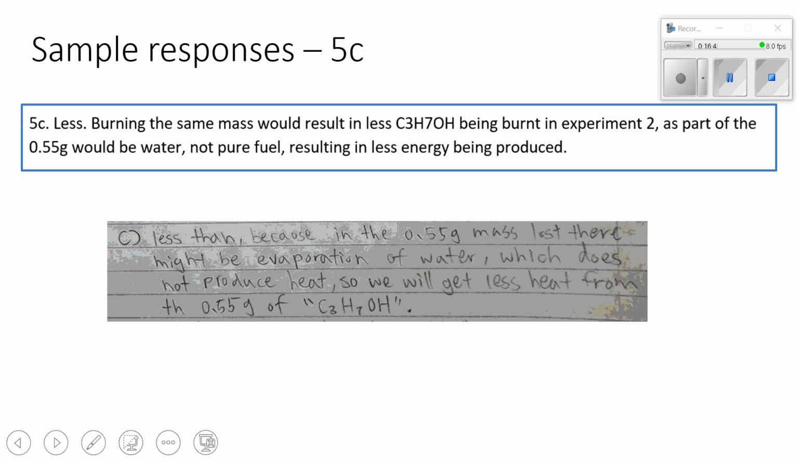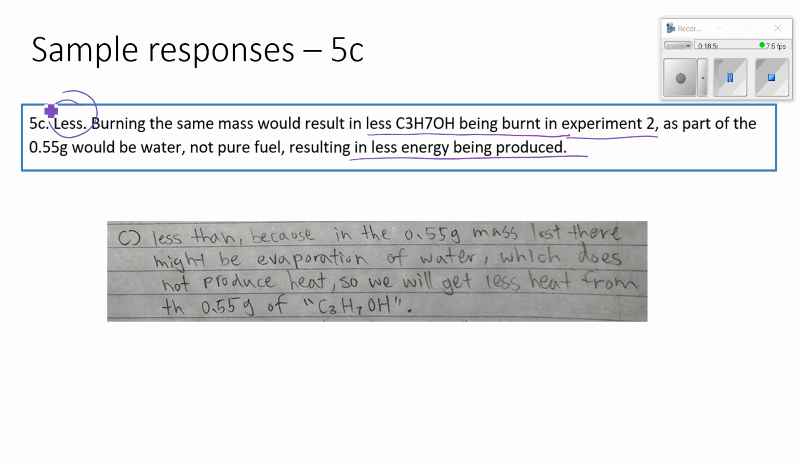And here's an example: burning the same mass would result in less of the alcohol actually being burned in experiment 2. So you end up with less energy produced, so your final temperature is going to be less than. And here's another way of phrasing it: in the mass that we combusted, some of it's not actually combusted, some of it's just going to be water evaporating. And water evaporating doesn't produce that same amount of heat, so we'll get less heat. So that's another way of saying it as well.